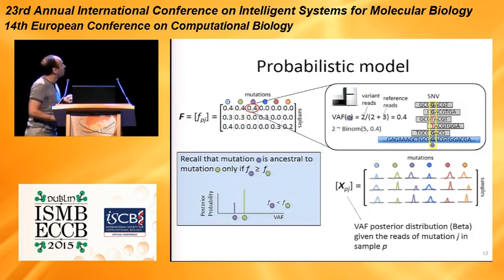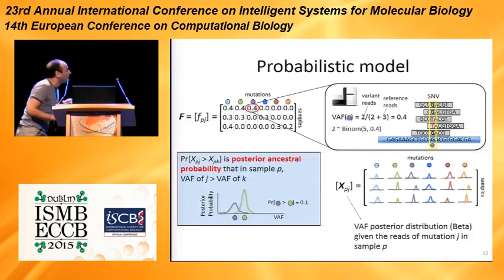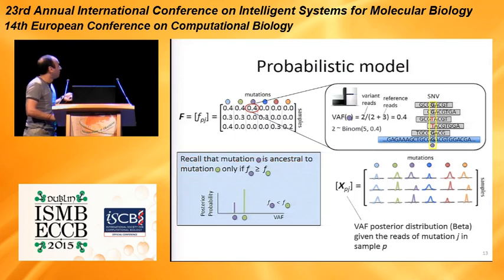So just to go back to what we did previously, we defined the ancestry condition by comparing frequencies in this matrix. Essentially, we were looking at point estimates and saying that a mutation, the purple mutation, is ancestral to the green mutation only if the frequency of the purple mutation is at least the frequency of the green mutation. We can do the same thing using the distributions, by defining a posterior ancestral probability that the purple distribution is greater than the green distribution. So we get probabilities now instead of just what we did over here.